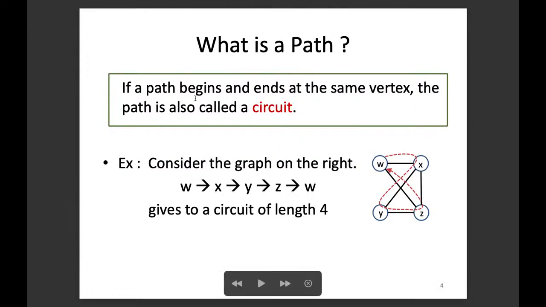Now, if a path begins and ends at the same vertex, then it is called a circuit. So W to X to Y to Z back to W. This is a circuit. So this is like a cycle, a closed loop. And this circuit here has length 4. We also count the number of edges.